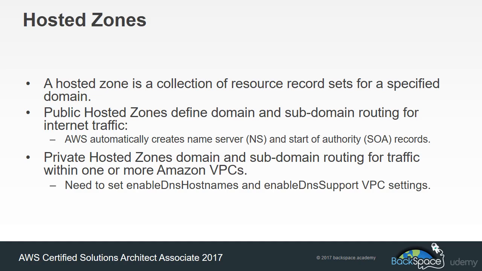A private hosted zone can also be created, and private hosted zones are domain and subdomain routing for traffic within one or more Amazon VPCs. So you can actually set up a domain name inside your VPC that can direct internal traffic based on that domain name. So you need to enable DNS host names and enable DNS support in your VPC settings to use private hosted zones in Route 53.